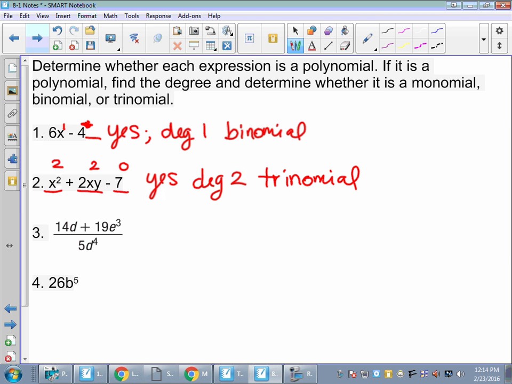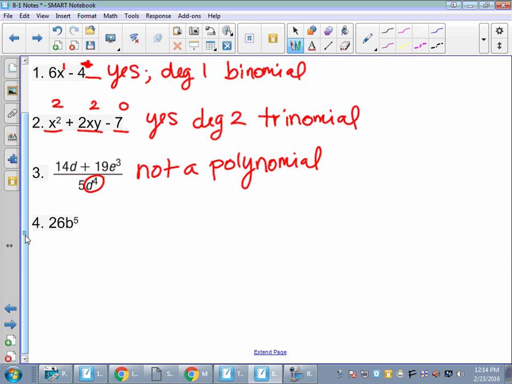3 separate terms. Number 3, not a polynomial. The reason it's not a polynomial is not the 5. If this was divided by 5, it would be fine because that's really 1/5 times it. It's not a polynomial because it's divided by d to the 4th and 26b to the 5th. Number 4, yes, it's a polynomial. It has degree 5, and it's a monomial.